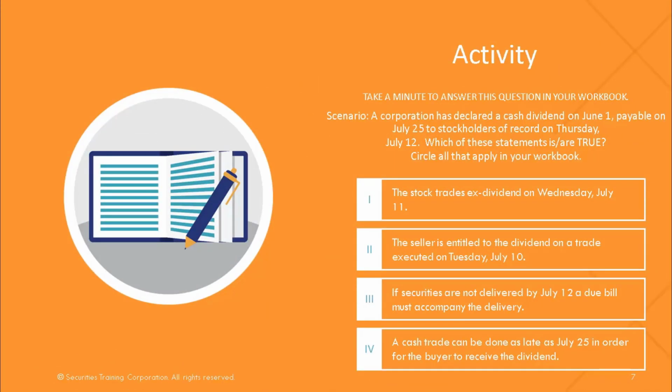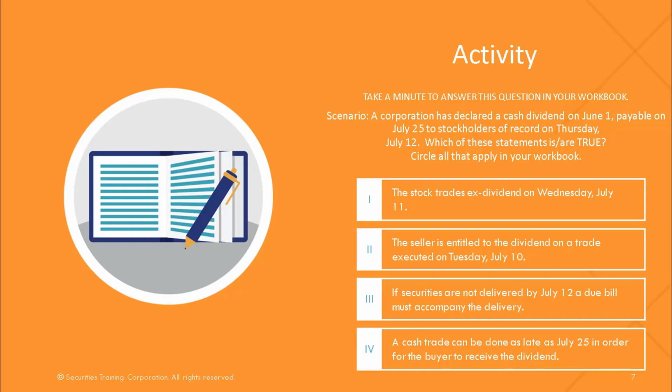Next, we're going to do an activity. Take a minute to answer the question in your workbook. Here's the scenario. A corporation has declared a cash dividend on June 1st, payable on July 25th to stockholders of record July 12th. Which of these statements is or are true?